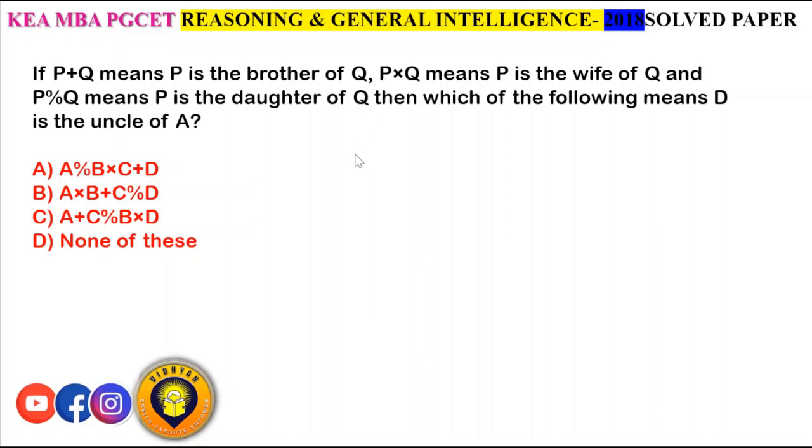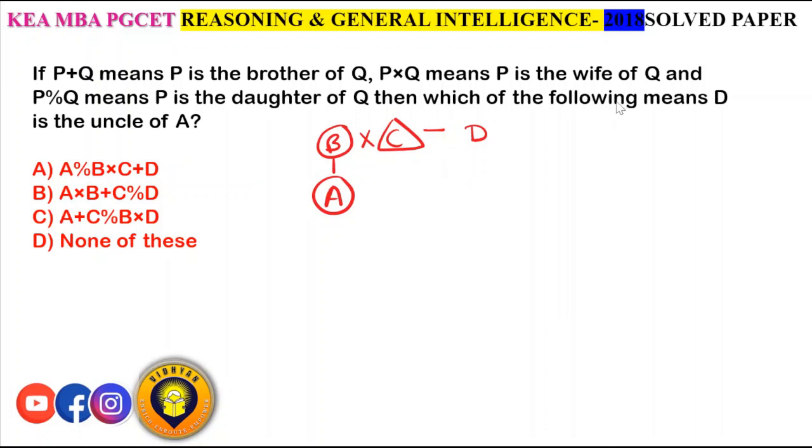A percentage D. Percentage means A is the daughter of B. Since A is the daughter, I am denoting it by a circle to define the gender. B into C. Into means B is the wife of C. So that means C is the husband of B. C plus D means C is the brother of D.